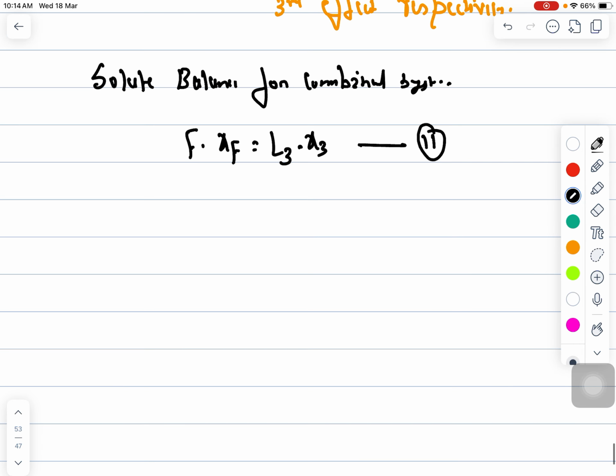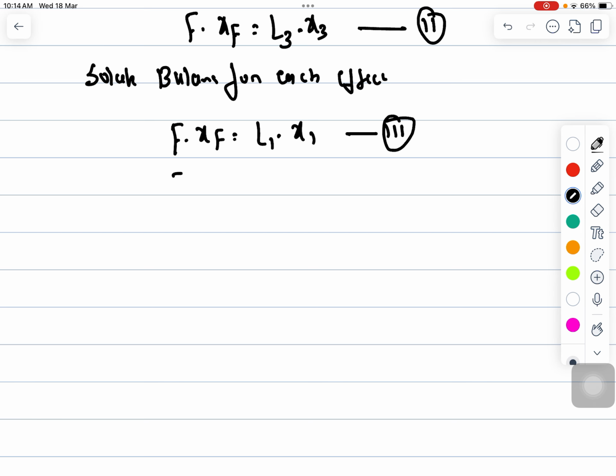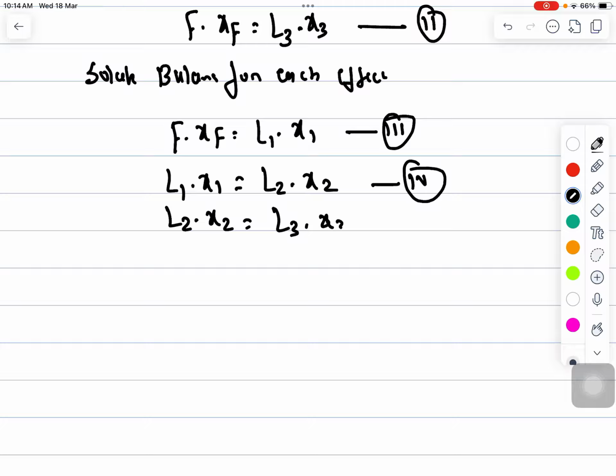And also if I perform the solute balance for the first effect, I can say F into xf equals L1 into x1. Let's say this is my third equation. Also, whatever amount of solute is going in will be coming out of the effect. So L1 into x1 equals L2 into x2. This is my equation 4, and then L2 into x2 equals L3 into x3. This is my equation 5, right? So this is how you can write the material balance.